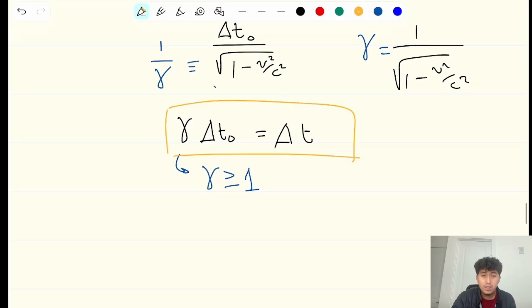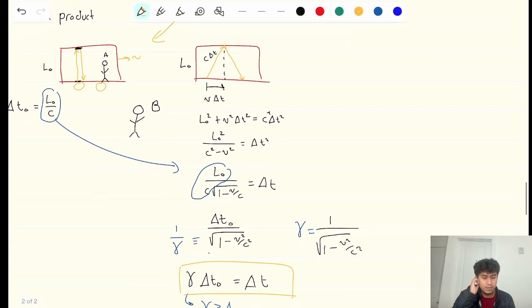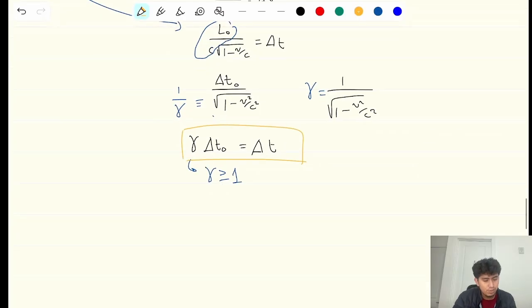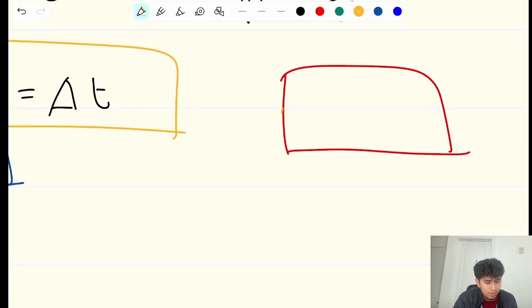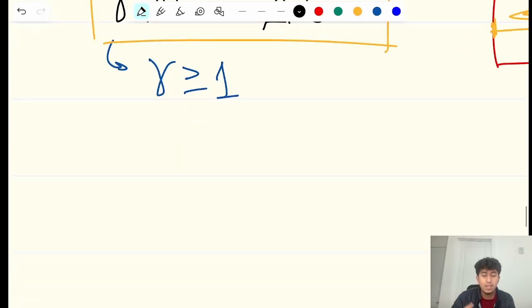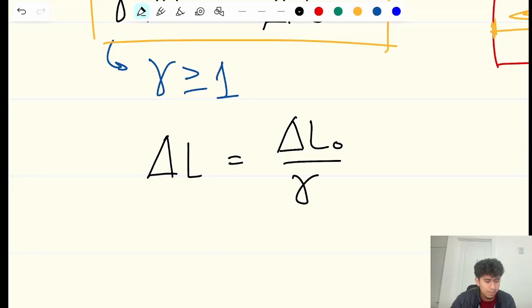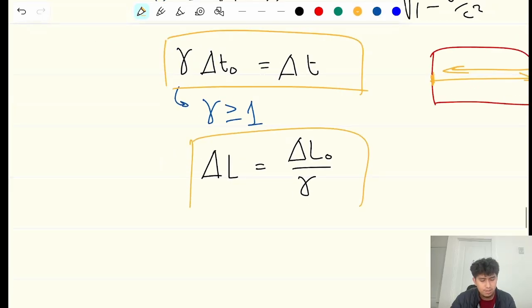And you can believe me, or try a similar example yourself, but instead of having the mirrors up and down, you have a mirror here and a pulse of light. You can do similar algebra and find that instead of time being dilated, the length is being contracted. So you're going to get L0 divided by a factor, and this is the contraction.